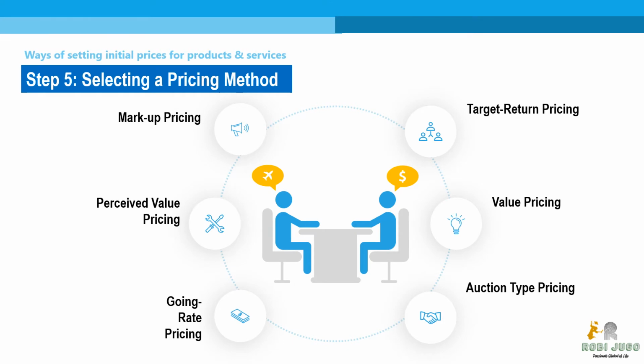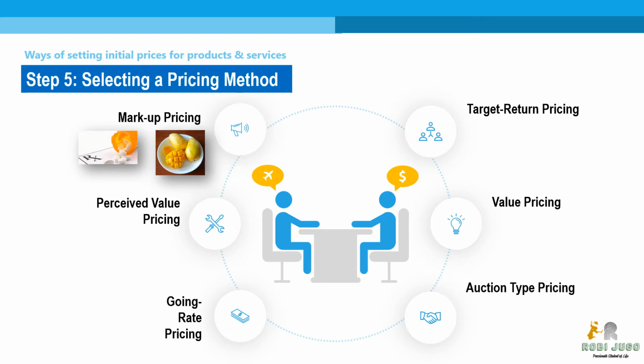The 5th step to price setting is selecting a pricing method. There are various types. First is markup pricing, where a business identifies its costs, then adds a desired markup or profit. Markup is usually higher for seasonal items, specialty items, slow-moving items, items with high storage and high handling costs, and also demand inelastic items.